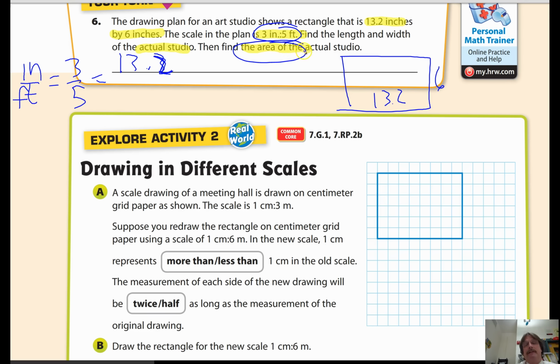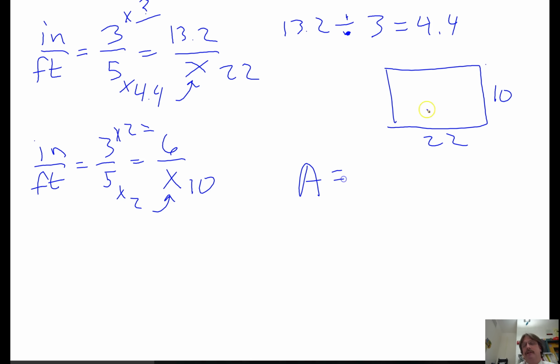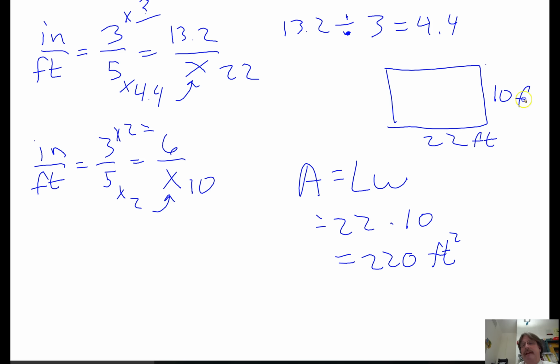But I'm not done yet because it tells me I have to find the area of the actual studio. So the area, and this is a rectangle, so it's length times width. So now it's going to be 22 times 10. Of course, that's going to equal 220 feet squared. Because this is 22 feet, and that's feet. Okay, so this is feet squared. Okay, so we call that squared.